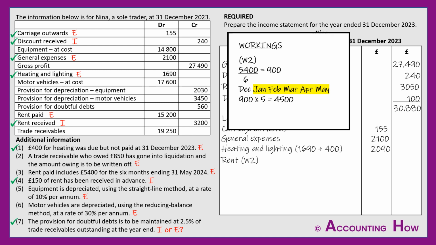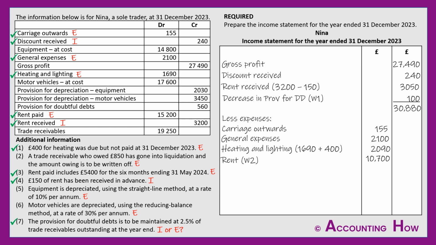So in order to get the accurate rent figure for this income statement, I'm now going to take the figure from the trial balance, the 15,200, and I'm going to subtract the 4,500 prepayment. Means the rent figure is now 10,700, and I can put that into my income statement. And again, I can put a green tick in the trial balance, and I've also now dealt with item 3. Okay, what have we got left?